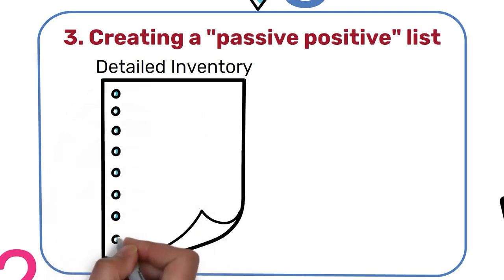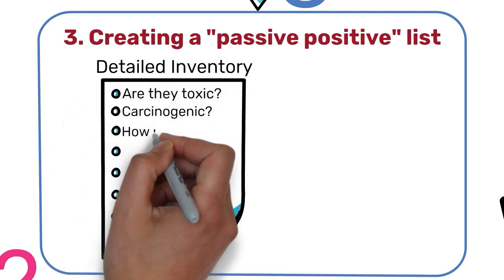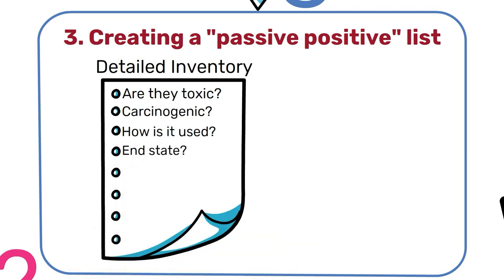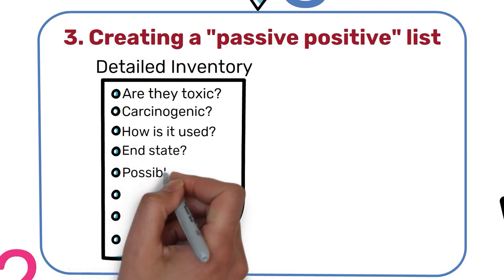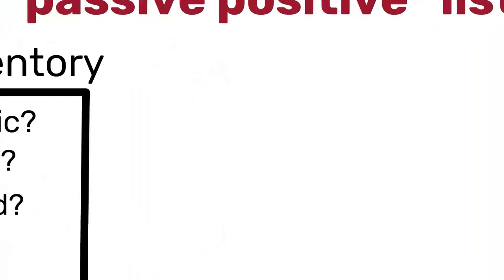The questions we ask here are: are they toxic, maybe carcinogenic? How is the product used, and what is its end state? What are the effects on the local and global communities? Once screened, substances are placed on the following list that assign greater or less urgency to problematic substances.